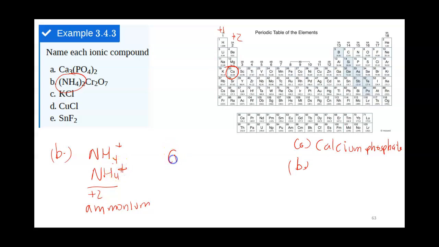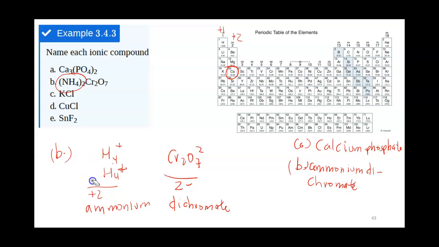And then Cr2O7, it must be 2 minus because we need a total of 2 minus charge. When I look that up in the table, I see that that is called dichromate. So putting those two together, we would call this compound ammonium dichromate. And note we always put just the cation name followed by the anion name.